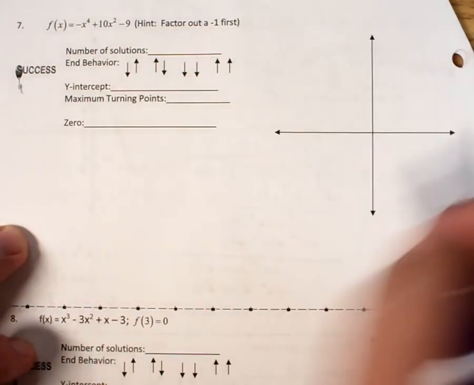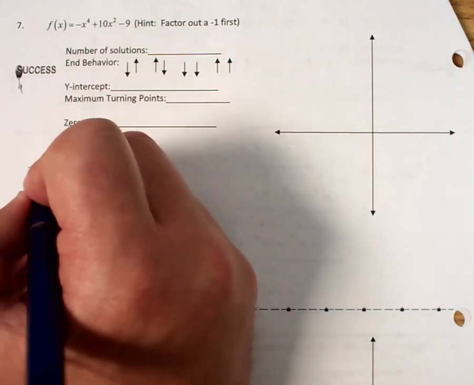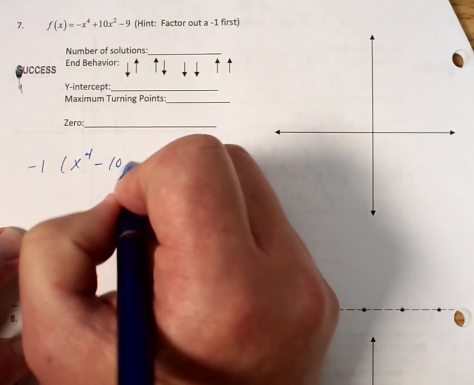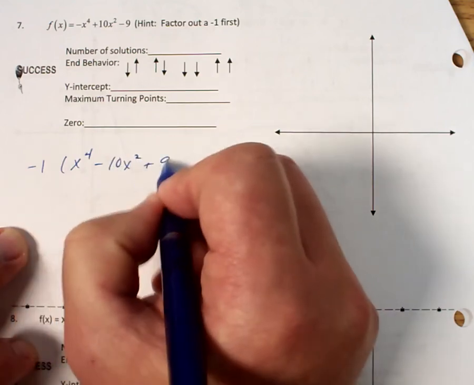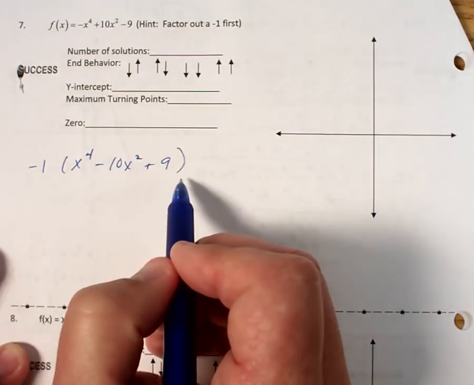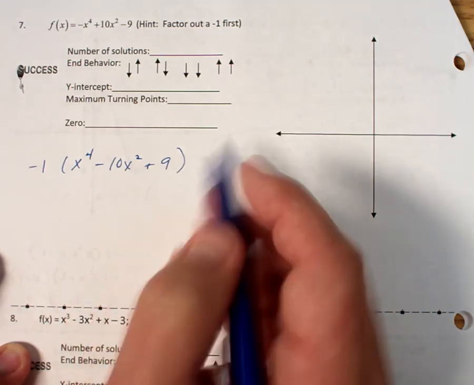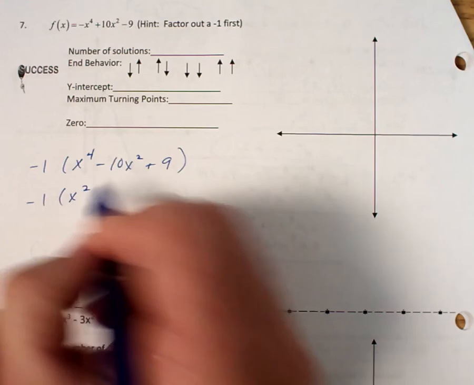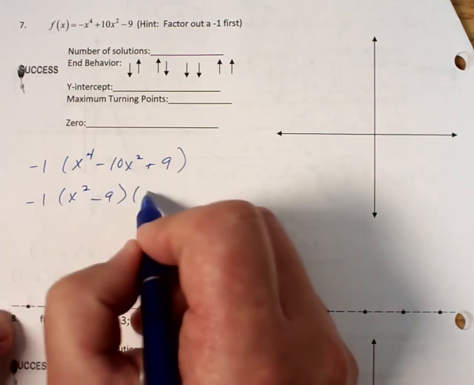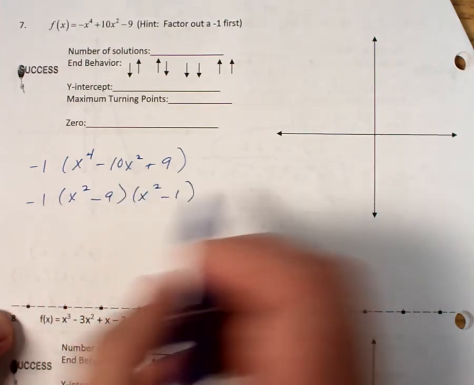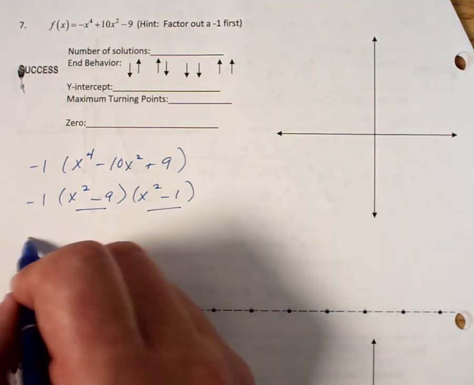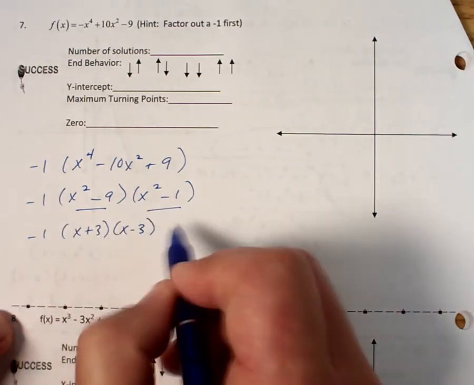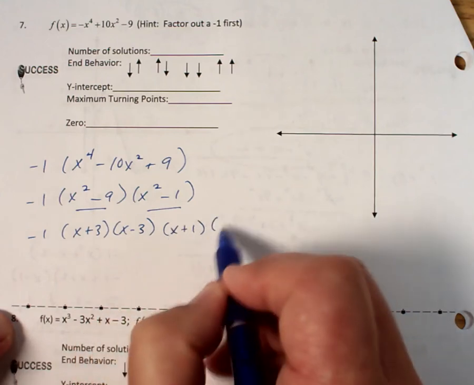It says hint, factor out of -1 first. So what's that hint all about? What if I factored out a -1? I get x to the 4th minus 10x squared plus 9. Well, this is just a trinomial numbers game. So this guy is just going to go x squared minus 9 and x squared minus 1. And these are both the difference of squares. x plus 3, x minus 3, x plus 1, x minus 1.